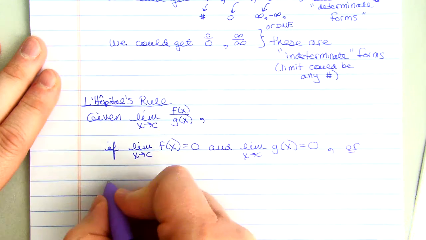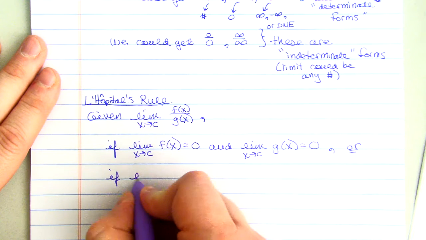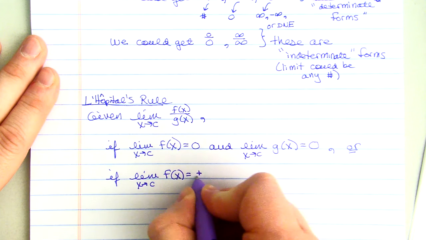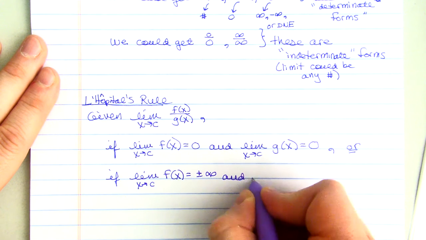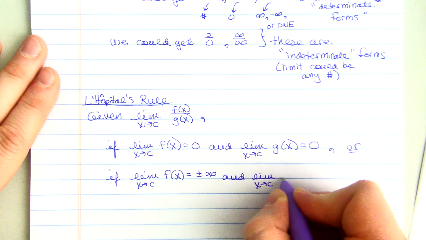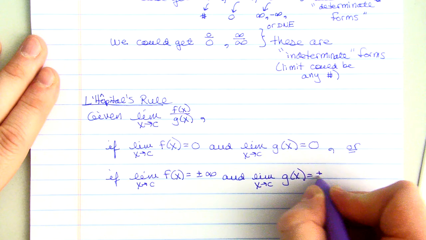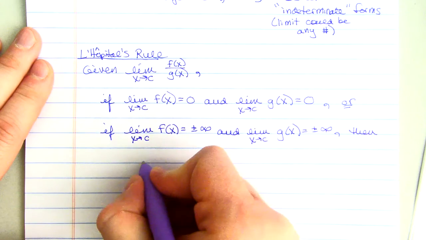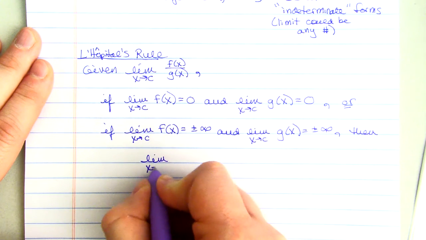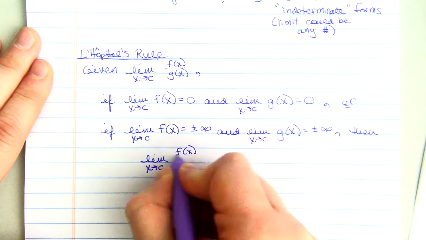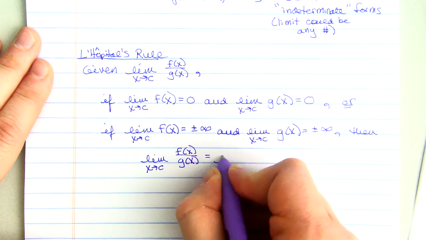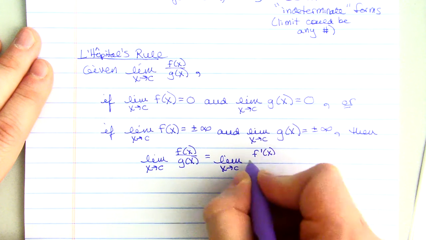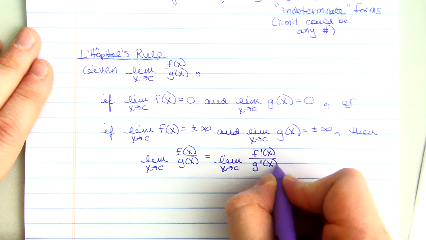Or, if the limit as x approaches c of the numerator equals either positive or negative infinity, and the limit as x approaches c of the denominator equals positive or negative infinity, then the limit as x approaches c of f of x over g of x equals the limit as x approaches c of f prime of x over g prime of x.